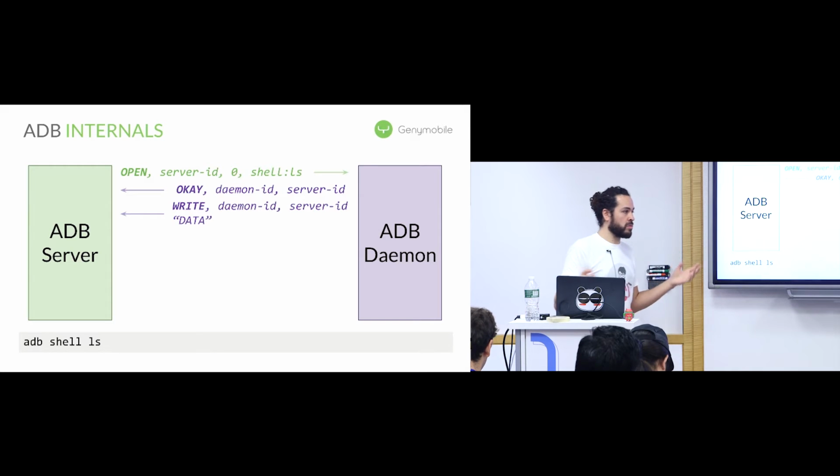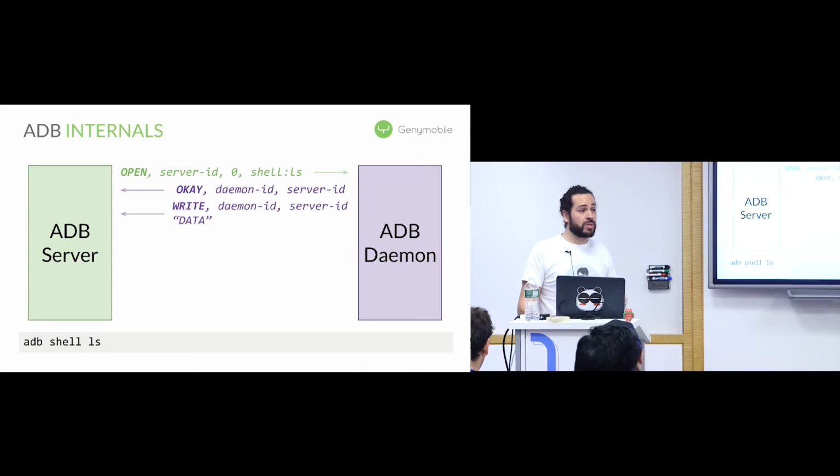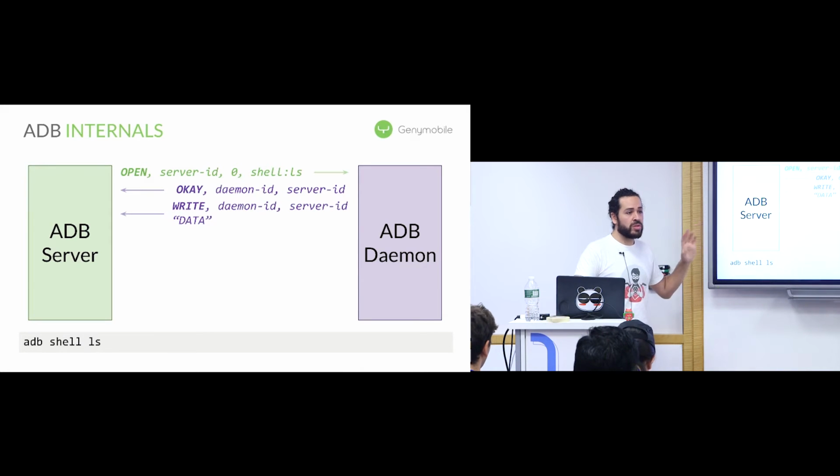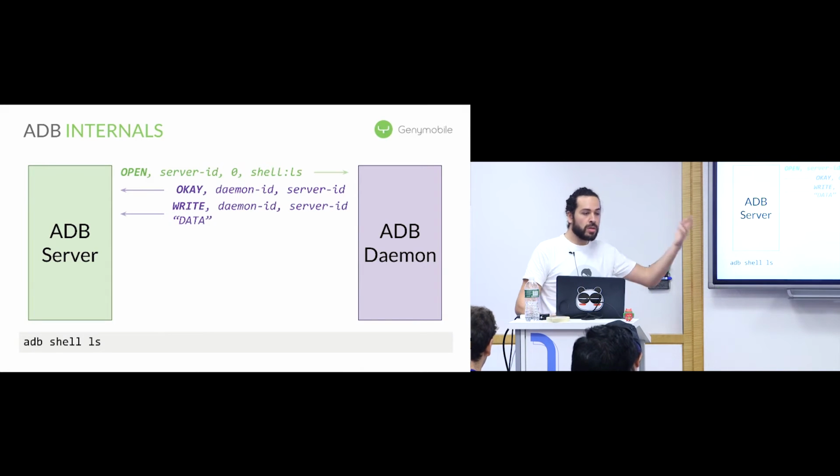Actually, there are multiplexers, so these IDs are used for multiplexing. I hope I will have time just to describe quickly what it implies on the source code. If not, we will skip this part.